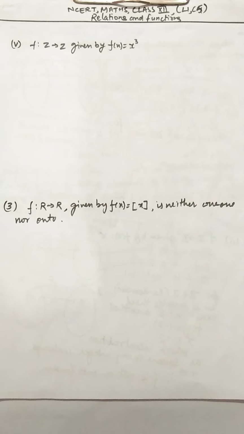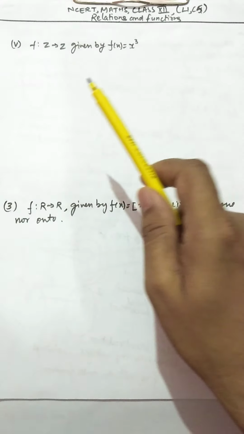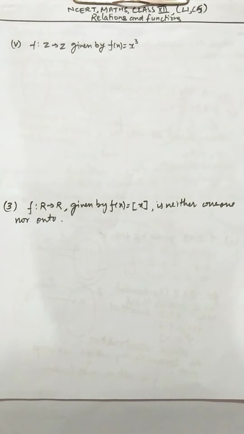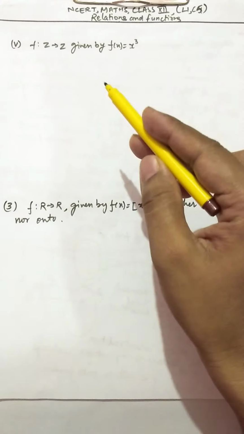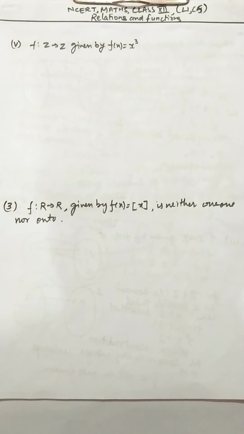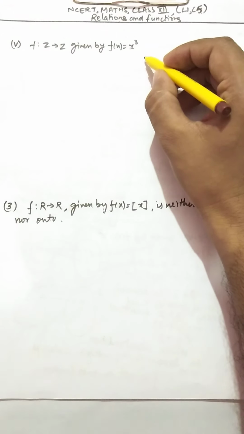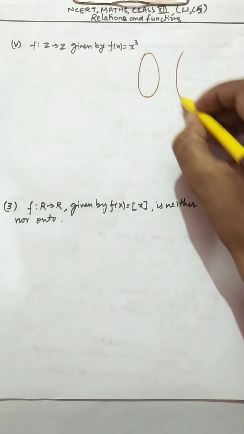Today we'll do some more questions based on one-one and onto functions. So let's see question number 5, the fifth part of the second question: f from Z to Z given by f(x) = x cube. We have to check whether this is one-one and onto. I'll start from the arrow diagram.